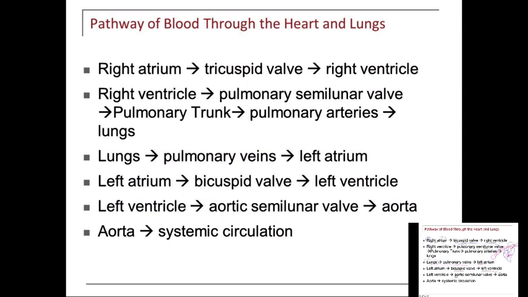Then from the left ventricle into the aortic semilunar valve. So that aortic semilunar valve is going to go here. And that's going to lead into the aorta, in the arch of the aorta, where we then have a brachiocephalic artery, a common carotid on the left, and a left subclavian. Right?